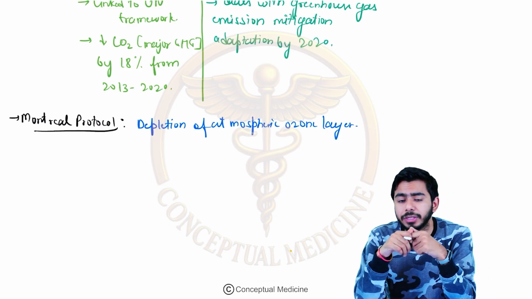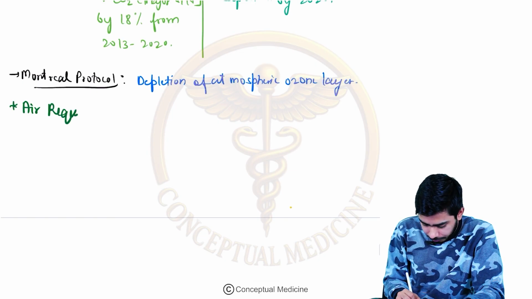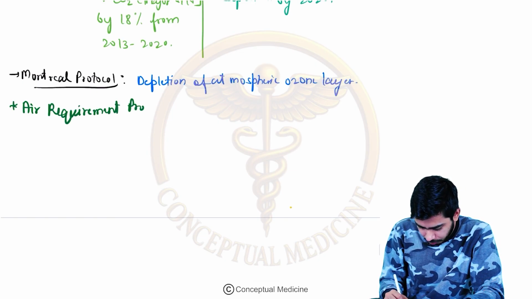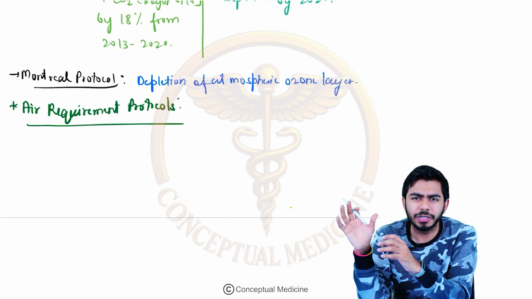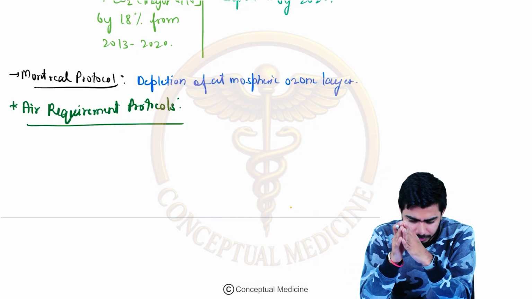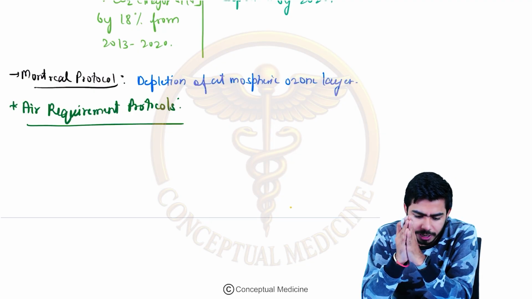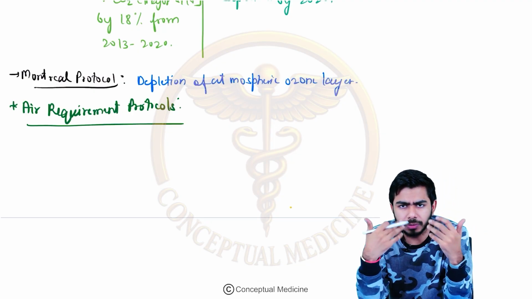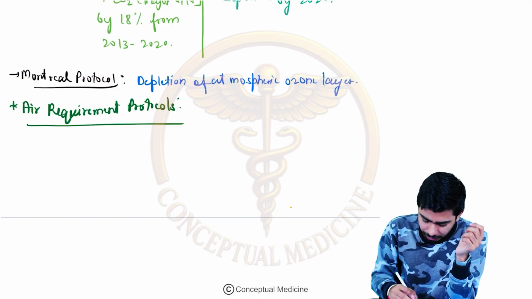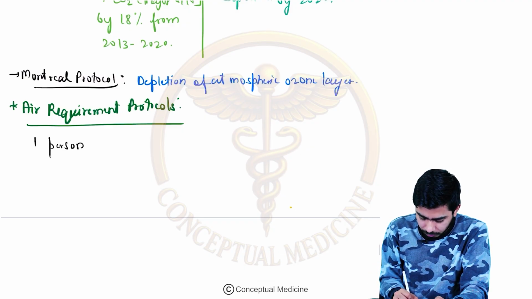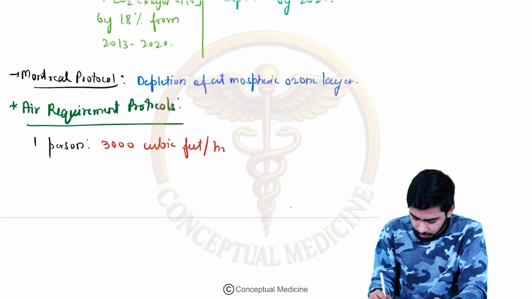To the air requirement parameters, right? Now let's move on to the air requirement protocols. Okay, so generally how the question comes: for one person, how much cubic feet per hour is required? For example, they are saying that for a person, 3000 cubic feet per hour is the requirement as far as air requirement protocols are concerned, and 2 to 3 times the air should be changed per hour, right? That I have talked about in the previous module also. So they said that for one person there should be 3000 cubic feet per hour, right?